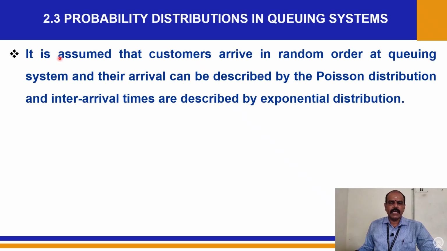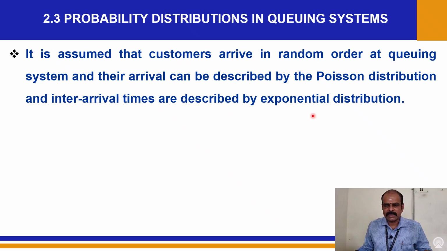First, it is assumed that customers arrive in random order at queuing systems. Before we get into a mathematical model of a queue, we are supposed to know the assumptions on what basis the queue is designed and modeled. So the first thing we learn is that customers arrive in random order at the queuing system, and their arrival can be described by the Poisson distribution, and inter-arrival times are described by the exponential distribution.